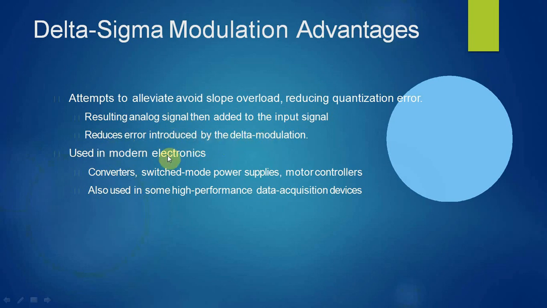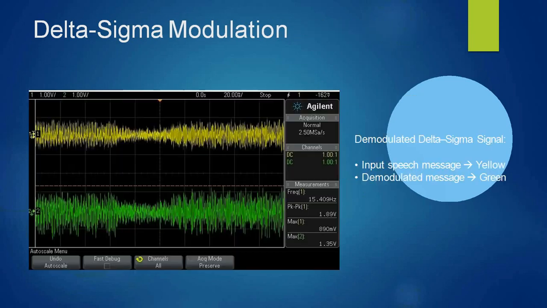Then in modern electronics, it is used in converters, switched mode power supply means SMPS, and motor controllers are also used in modern technology. There the delta sigma modulation technique is used. Also it is used in some high performance data acquisition devices. Means in case of the data acquisition devices, the delta sigma modulation is used.